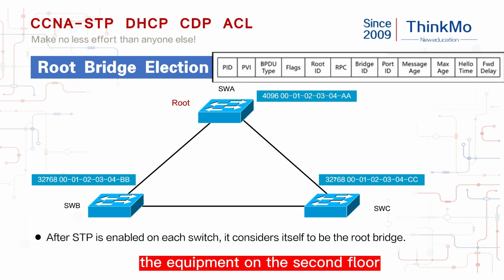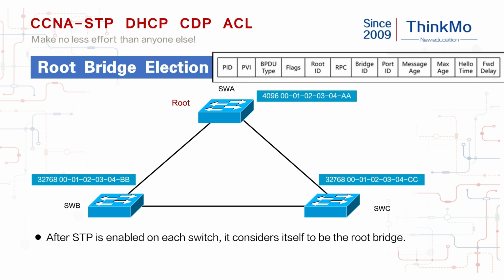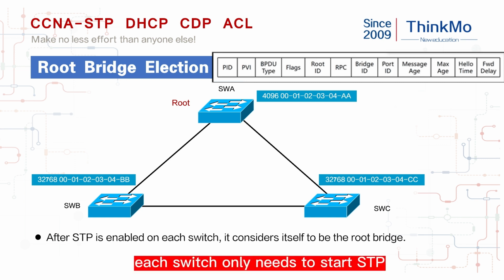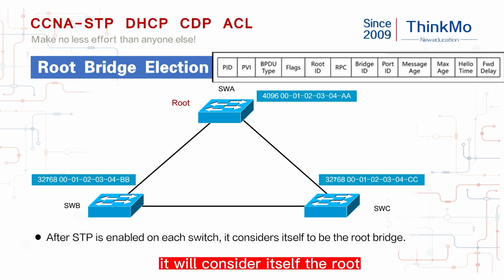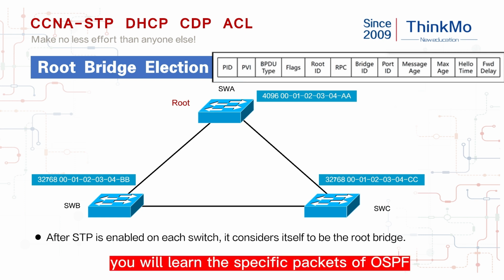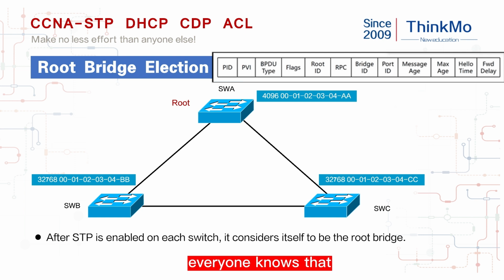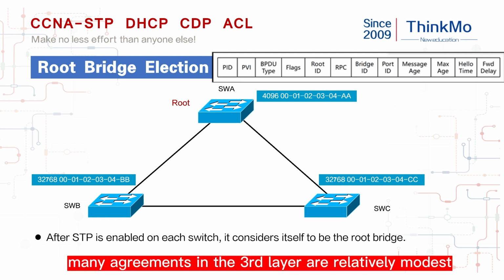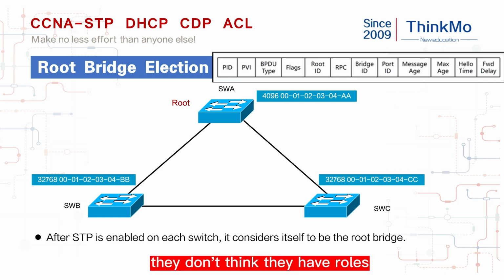The equipment on the second floor is actually incompatible with each other. For us, each switch only needs to start STP. It will consider itself the root. When you reach the NP stage, you will learn the specific packets of OSPF. Everyone knows that many protocols in the third layer are relatively modest. They don't think they have roles.